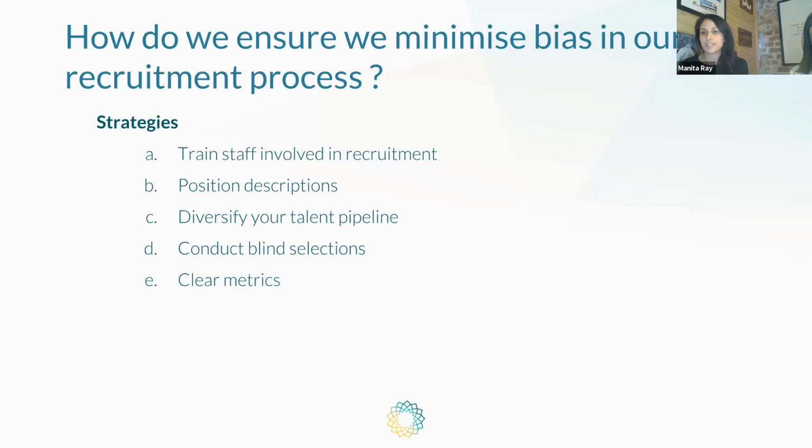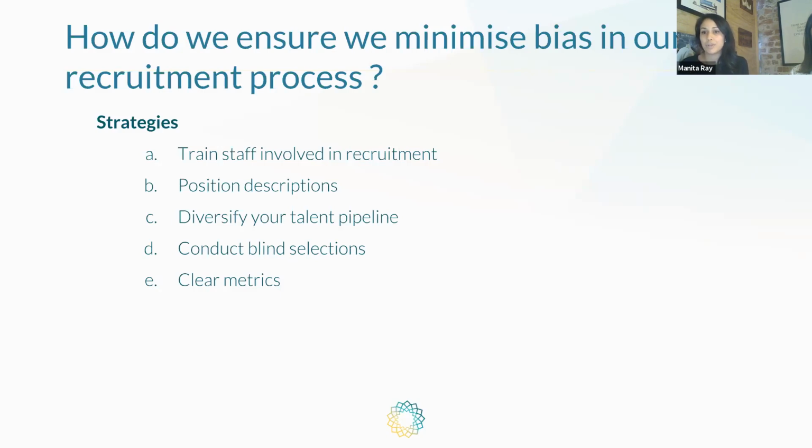So once you've done that exercise, then you want to understand, for the role that you're recruiting for, or all roles really, where are your candidates seeing your roles being advertised? How are they hearing about these opportunities? So it could be online, it could be through their local coffee shop, wherever you advertise.